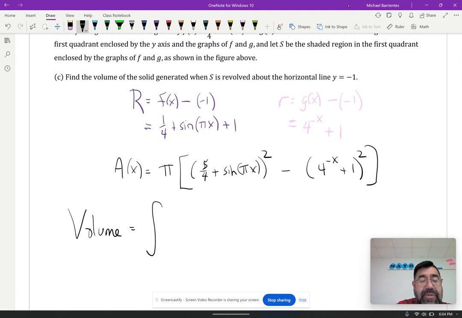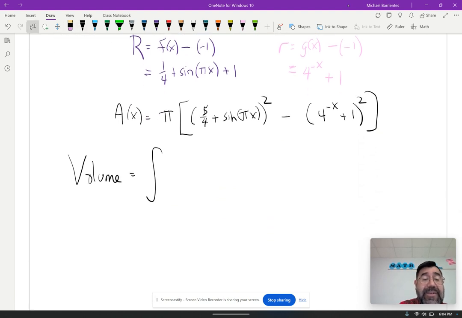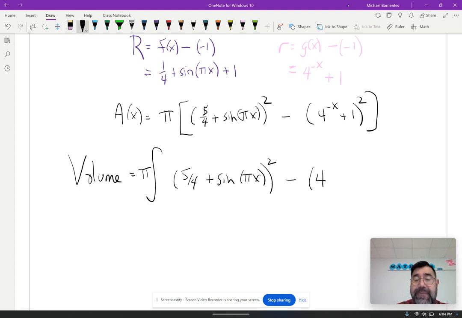that would be the integral from this intersection point to this intersection point. Well, gosh darn, I don't know either of those. But I do know the integrand is going to be this stuff. So 5/4 plus the sine of pi x, all of that quantity squared, minus 4 to the negative x plus 1, quantity squared, dx.